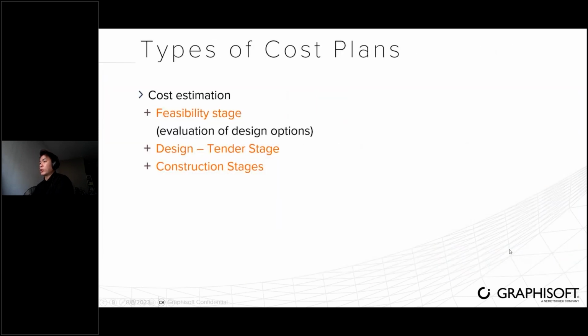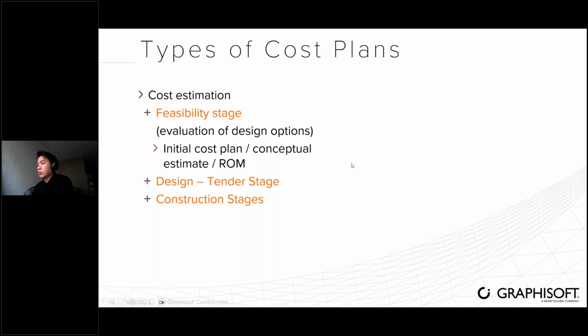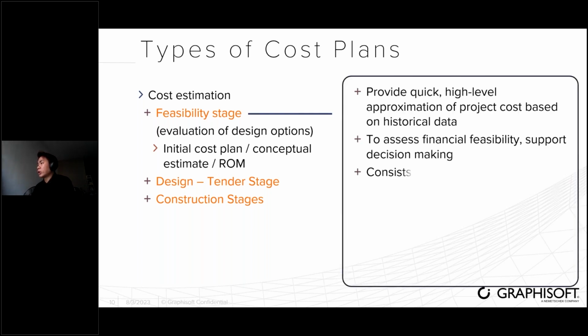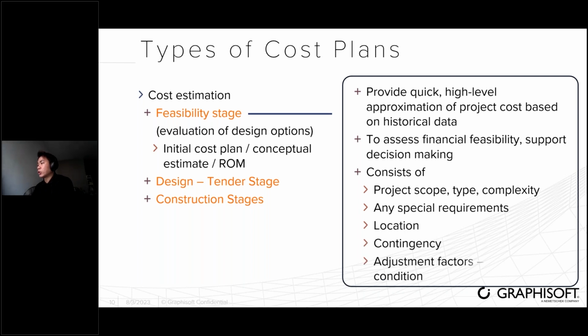Just to explain what types of cost plan you will have from the start to the end, like I mentioned just now. At the feasibility stage, you have the initial cost plan or conceptual estimate, or some may term it as the rough order of magnitude. Basically it gives you a quick, high level approximation based on historical data from similar projects. This allows you to assess whether it is financially feasible, and also to support decision making on the different design options.